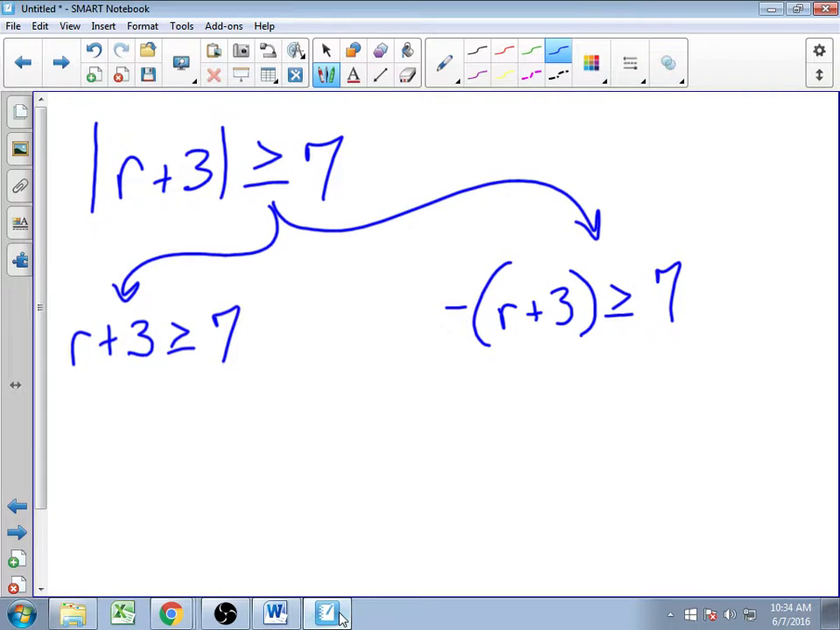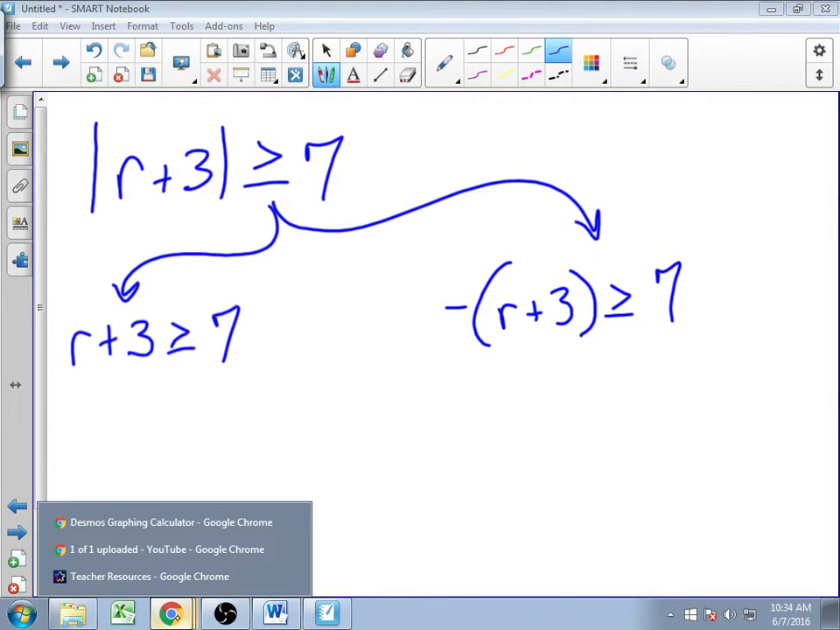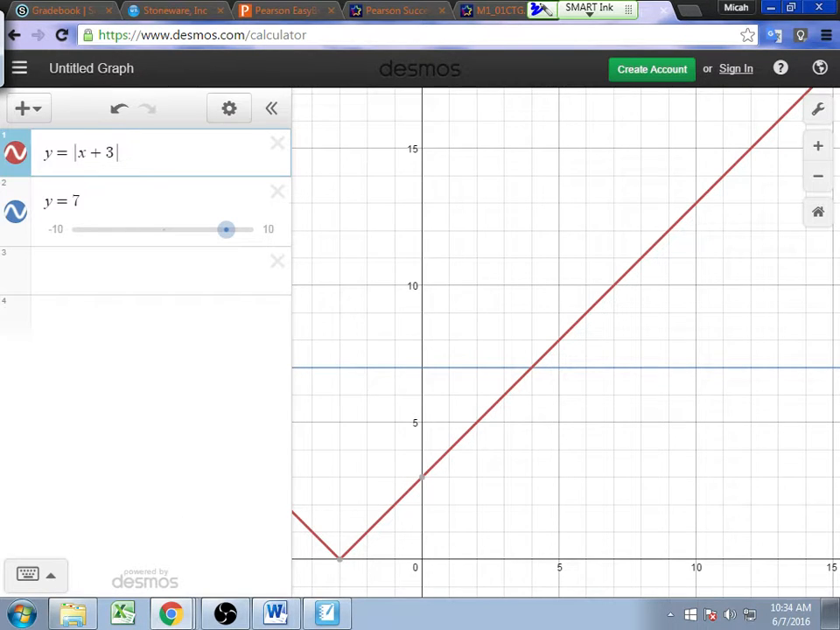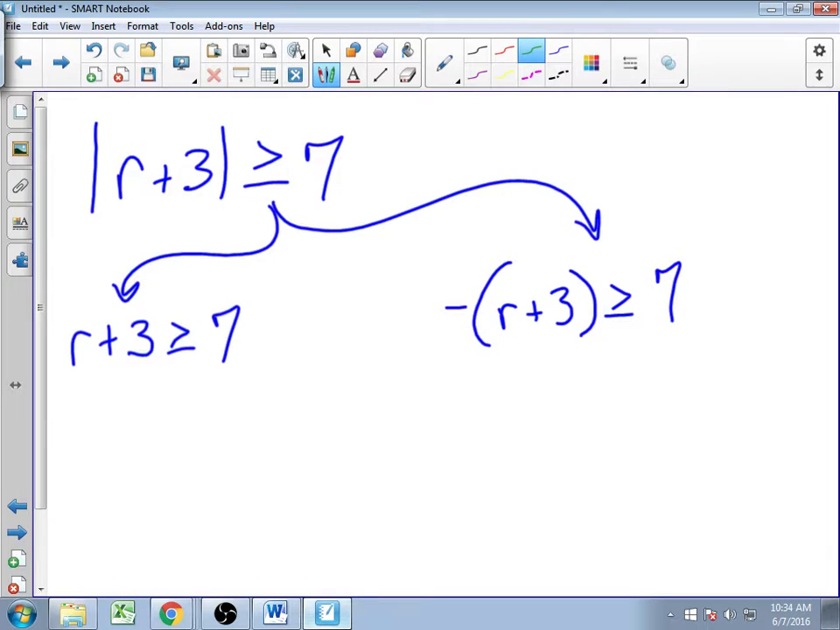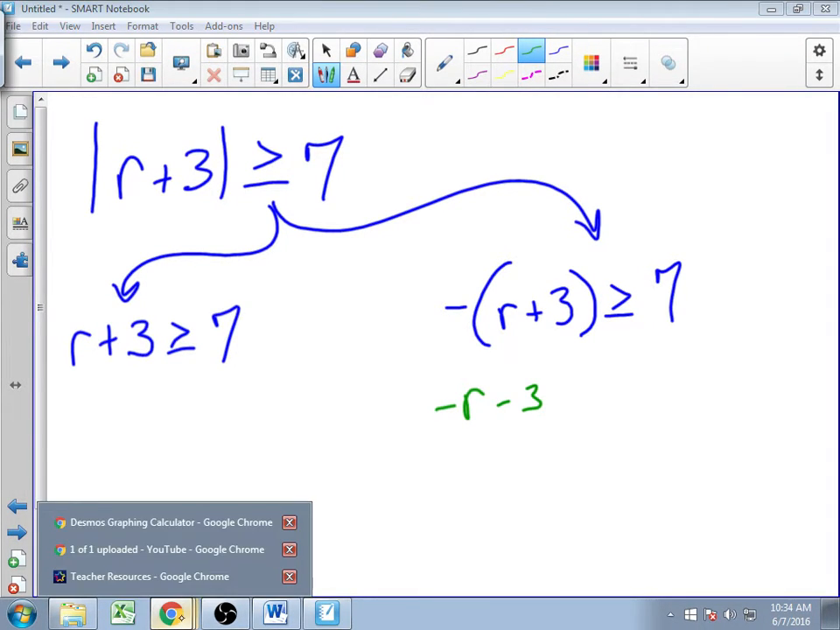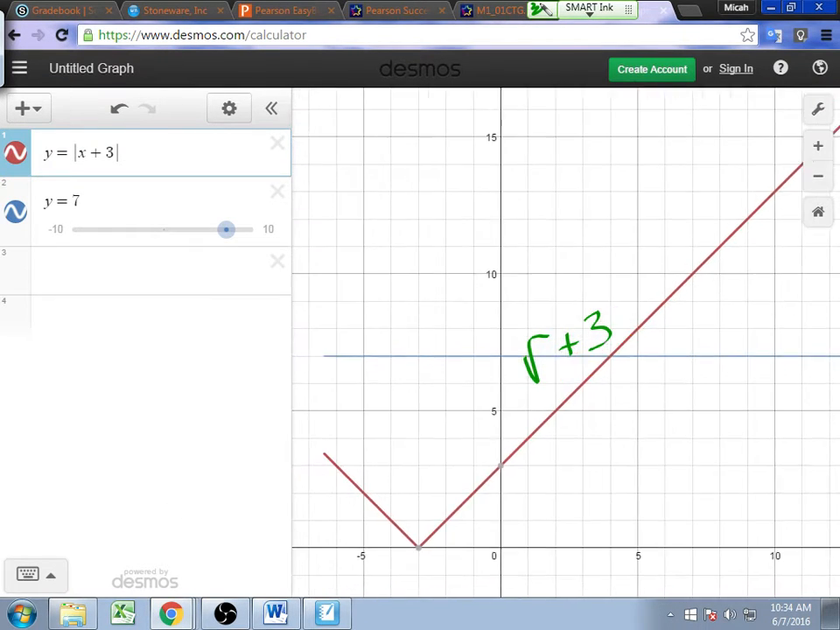How we get there algebraically is looking at the graph that goes to the right and the graph that goes to the left, because that V in the graph is made of two sides. This right side of the graph is r plus 3. Then the other side of the graph is the opposite situation, the potential negative. When I distribute that in, this becomes negative r minus 3.